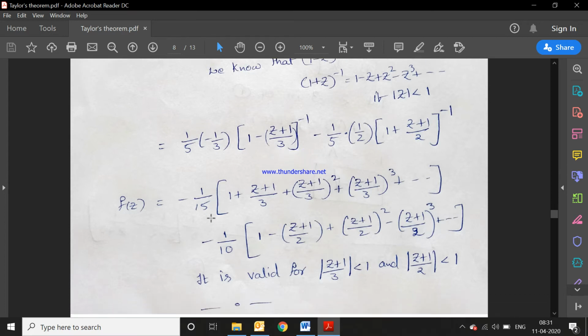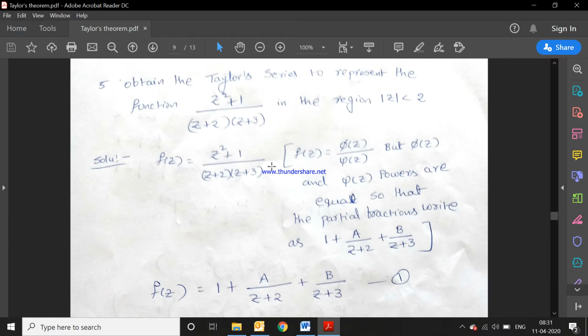So the next example is to obtain the Taylor series to represent the function z square plus 1 by z plus 2 into z plus 3 in the region mod z less than 2. So here the function is of the f of z equals phi of z by psi of z form. Again, if you want to find the derivatives, after the first derivative you find it difficult to find the number of derivatives.